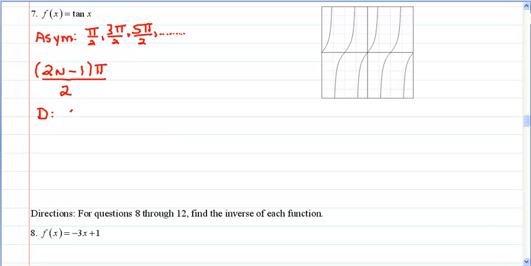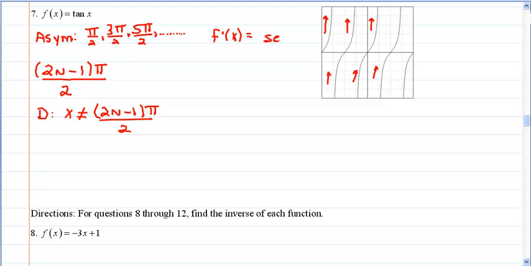So we would say that the domain x cannot equal 2n minus 1 times pi over 2. So looking at this function, it does fail the horizontal line test, but each part of the function is always increasing. So let's see what happens when we solve this algebraically. So f prime of x is the derivative of tangent x, which is secant squared. And since we're squaring a function, anytime you square a derivative, it's always positive.